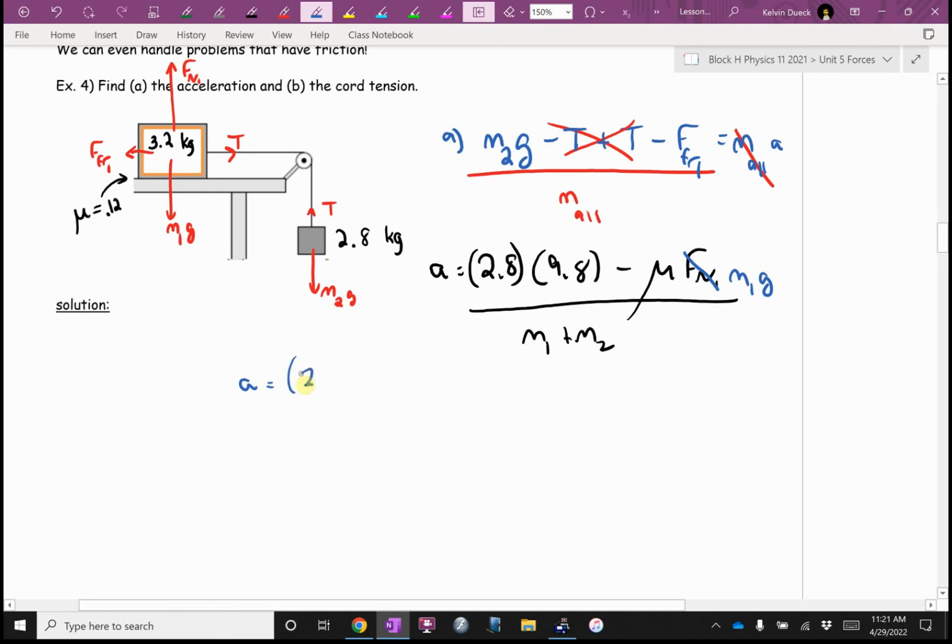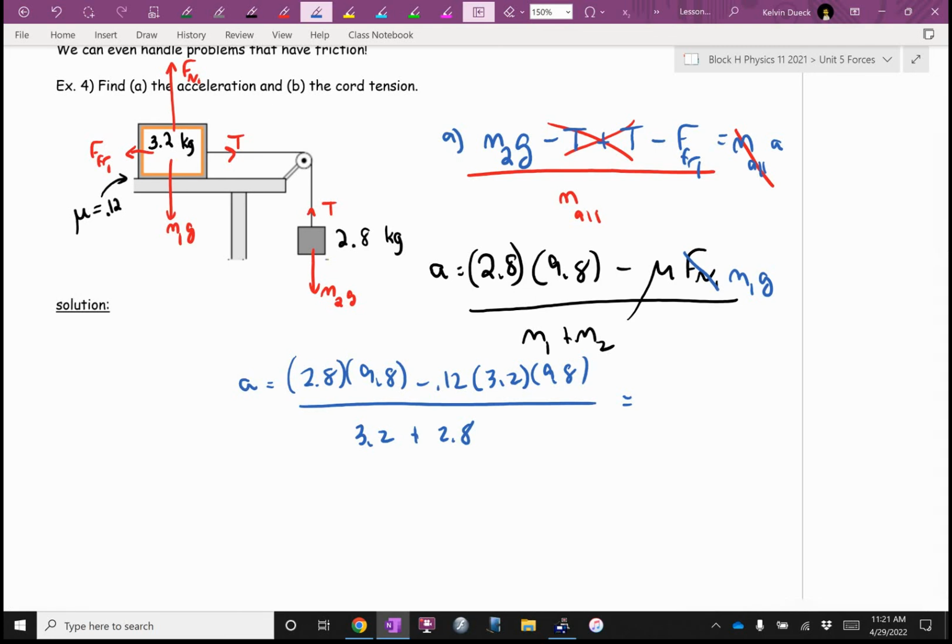A is going to be 2.8 times 9.8 minus 0.12 times 3.2 times 9.8, all over 3.2 plus 2.8. Strongly encourage all of you, try typing that in, because actually we're going to get slightly more difficult than this, but this is the level of difficulty you want to be able to handle on your calculator. Oh, bit of a built-in error check. Since M2 is hanging, I know A is less than 9.8 because it's not in free fall.